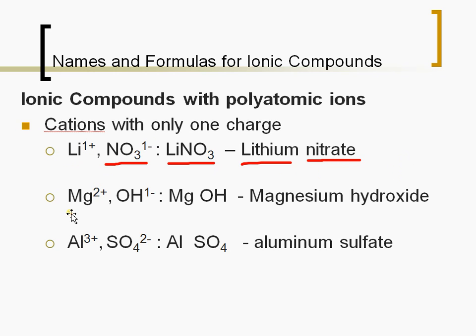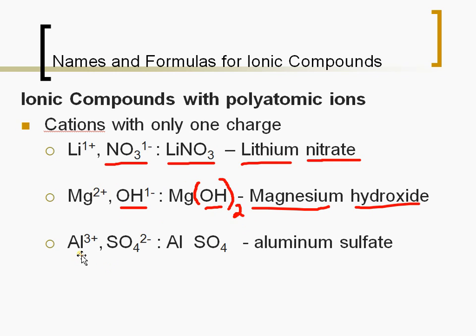Here we have a case of magnesium with a plus 2 charge, and this is what's called hydroxide. It has a minus 1 charge. These will not cancel out. Since I have a magnesium with a plus 2, hydroxide with a minus 1, I will need 2 of these to cancel out. So the way I write this is I will write this whole thing in parentheses and put a 2 on the outside to show that I needed 2 hydroxides to cancel out the magnesium. And since magnesium only has 1 charge, I'm going to call it magnesium hydroxide.